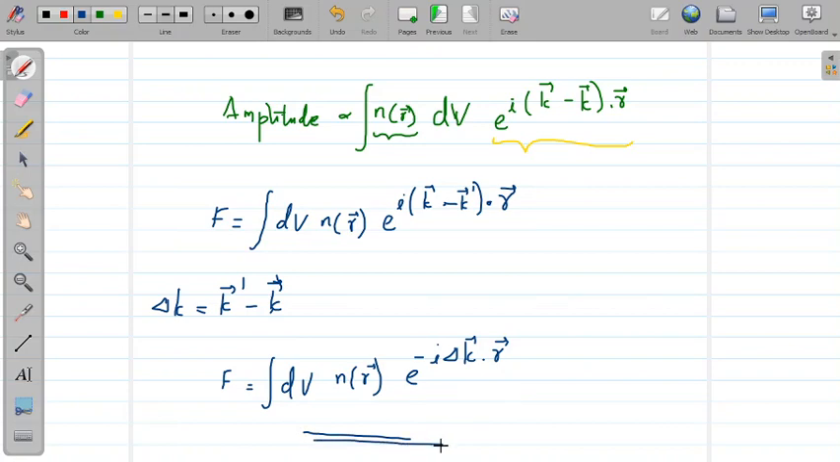So I hope you got the concept of scattering amplitude. We will see more about the structure factor and the atomic form factor in the coming videos.